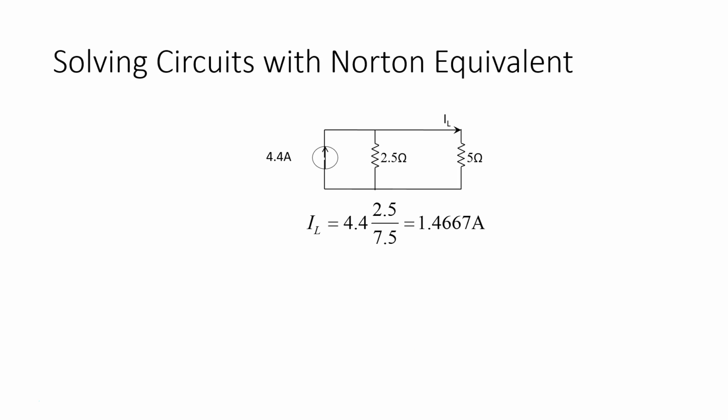If I would like to solve the circuit, again, just like before, I connect my resistor to the terminals, and if I use the current divider equation, the current going into this 5 ohm resistor is 2.5, which is this resistor here, over 7.5, the total resistance, multiplied by 4.4, which gives me 1.4667 amps, the same thing I got with the Thevenin equivalent. So you can see that whichever way I draw it, it is actually the same thing.